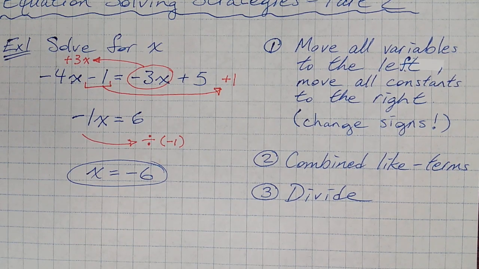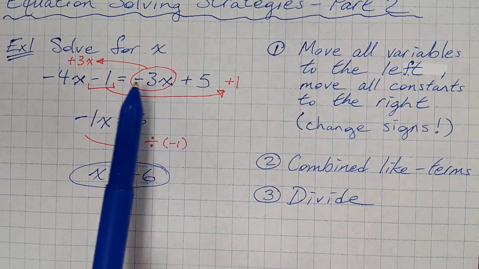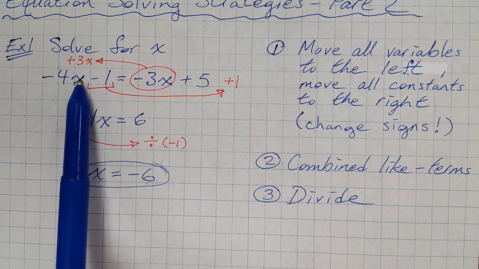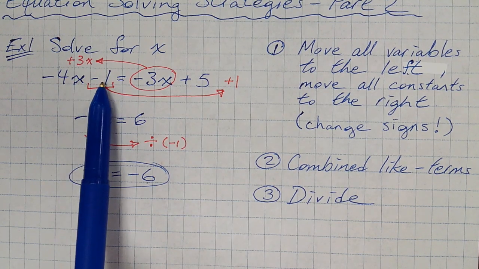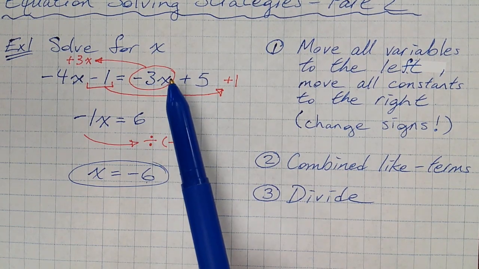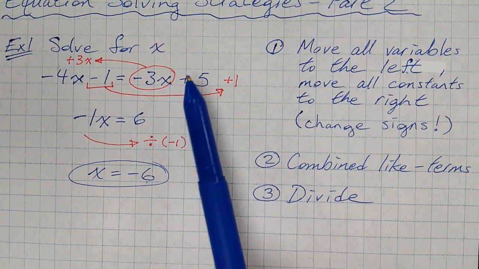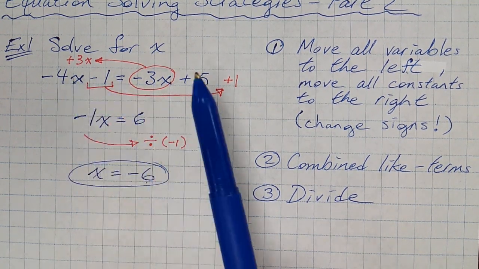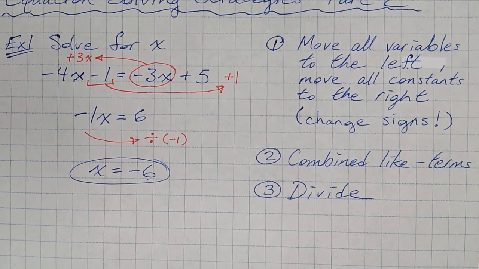How do I check if my answer is correct? Okay. Negative 4 times negative 6 is 24. 24 minus 1, I get 23 on the left side. Negative 6 times negative 3, I get 18. 18 plus 5, I get 23 on the right side. Left side and right side match. I know I got the right answer.